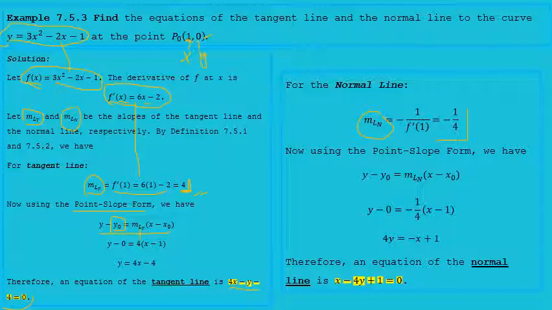So since ang x natin is 1, so substitute natin dito. So magiging 6 times 1 minus 2 is 4, diba? So magiging negative 1/4, or just simply negative reciprocal of the slope of the tangent line. So, and after that, using again this point-slope form, so replace y sub o by 0, and then ilalagay na natin ito sa slope is negative 1/4, unlike kanina sa tangent line na 4 yung ginamit natin na slope. Therefore, an equation of the normal line is, in standard form, x minus 4y plus 1 equals to 0.